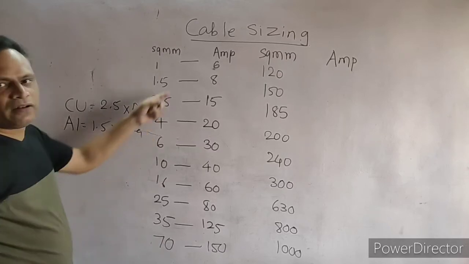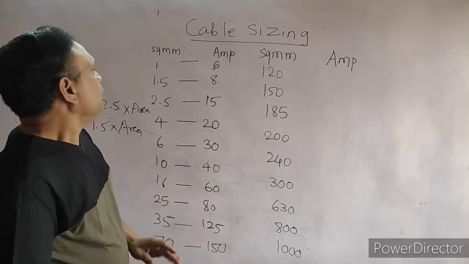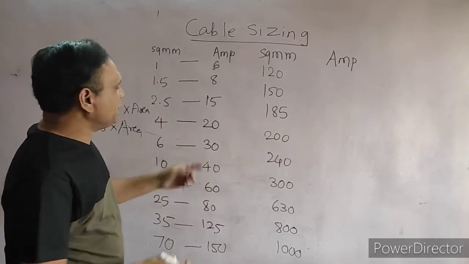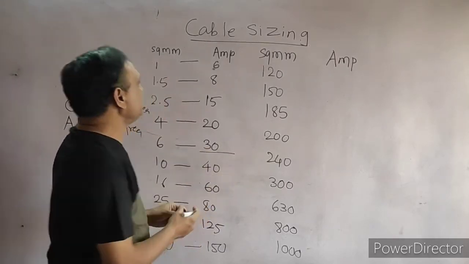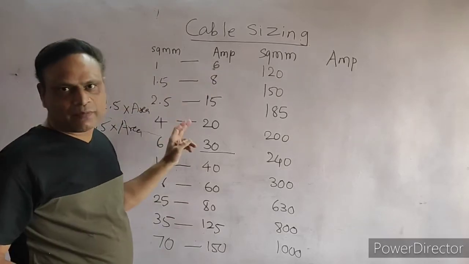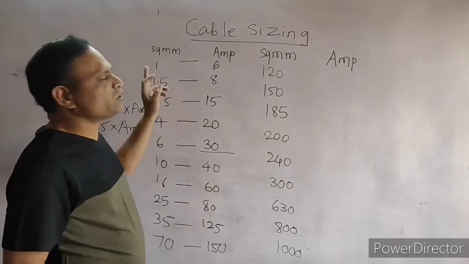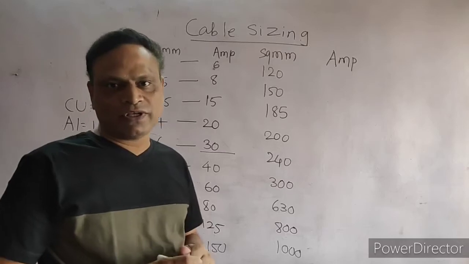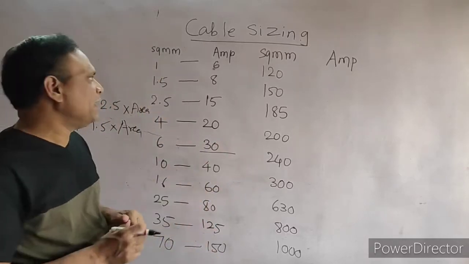Now in this table you can see that up to 30 amperes, this is 5 times. That means the square mm into 5 times. If you multiply, that is the current rating capacity.